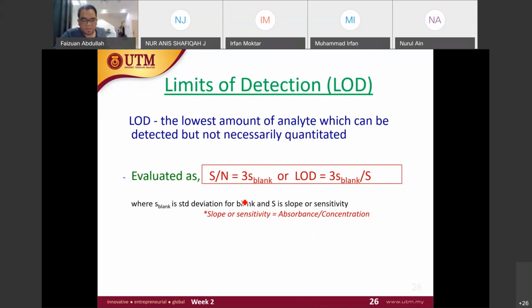S over N is equal to 3 S blank over S, where S blank is the standard deviation for the blank and S is the slope, or the sensitivity. For example, the absorbance divided by the concentration. The signal, S, is the signal divided by the N, the noise, by the value, the true value. For example, we analyze the blank.